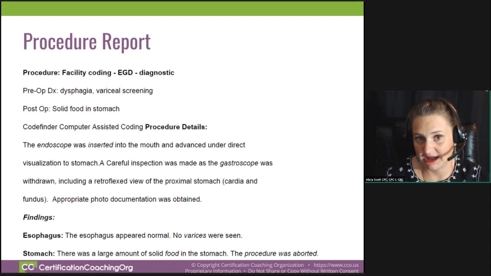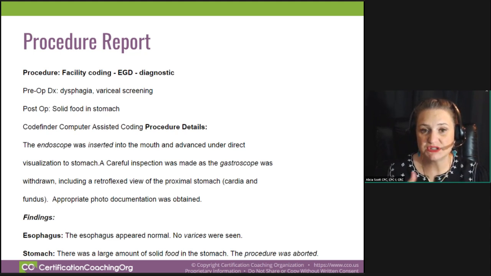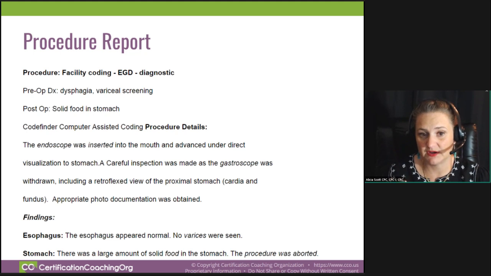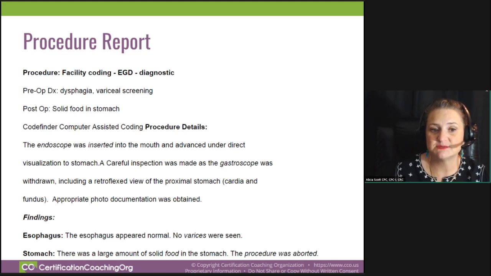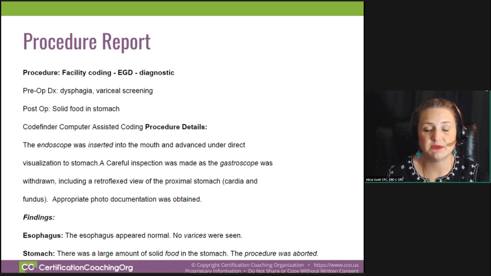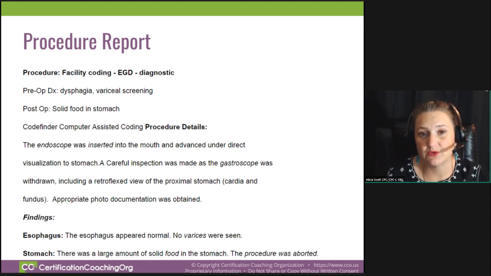Now, usually when you see a post-op, it is a duplicate of what the pre-op diagnosis was. Okay, so you see a pre-op diagnosis and then you see a post-op diagnosis. And usually it would say like dysphagia and variceal, and where the varices were located in the stomach or something. But this time, notice that it says post-op and it doesn't say diagnosis. Usually it does. And it says solid food in the stomach. That is an indication right there. That's a red flag that something went wrong.